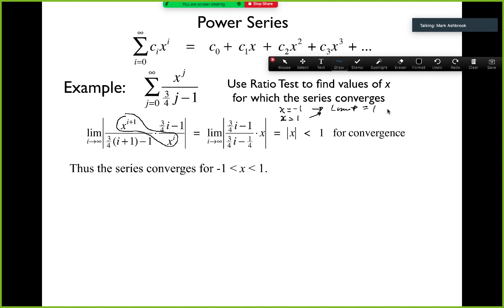It might not converge. So what we can do then is just plug in x equals -1, and we'll have a series like we've done before. It won't be a power series anymore. If I fix x to be -1, it'll just be like all the series we've been doing for the last week. Same with x equals 1. Because these two values give a limit of 1 in the ratio test, we need to check those individually by plugging in -1 and plugging in 1 and analyzing those series with the toolbox that we have from before.